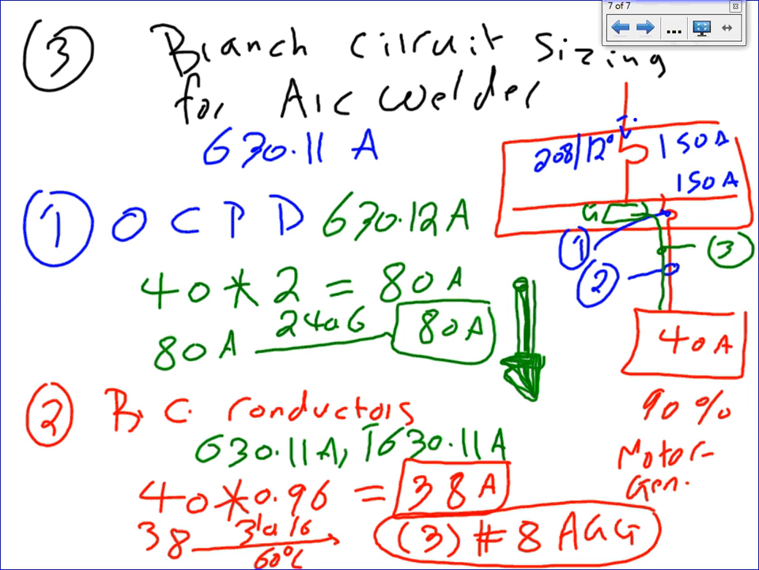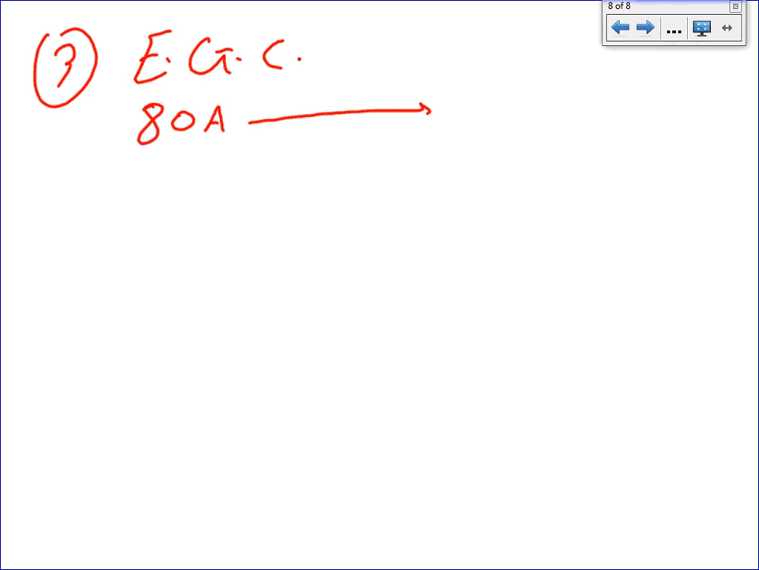So we size the overcurrent protection device, we size the conductor. The last thing is the equipment ground conductor. What do you think the equipment ground conductor needs to be sized for, guys? That's easy. Number 3, this is the ground, this is the EGC, equipment grounding conductor. This is sized based on the overcurrent protection device. So 80 amps. Take it to which table?